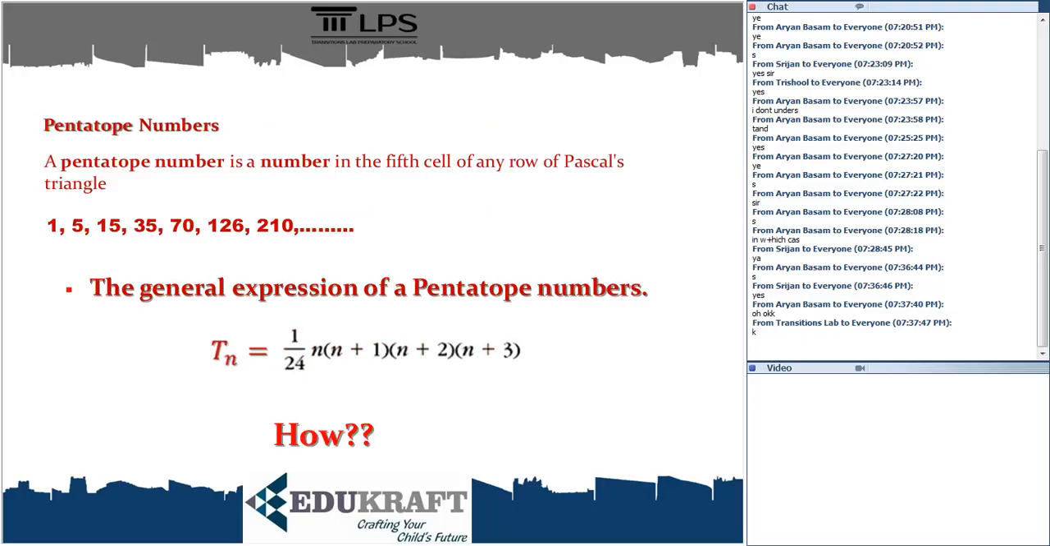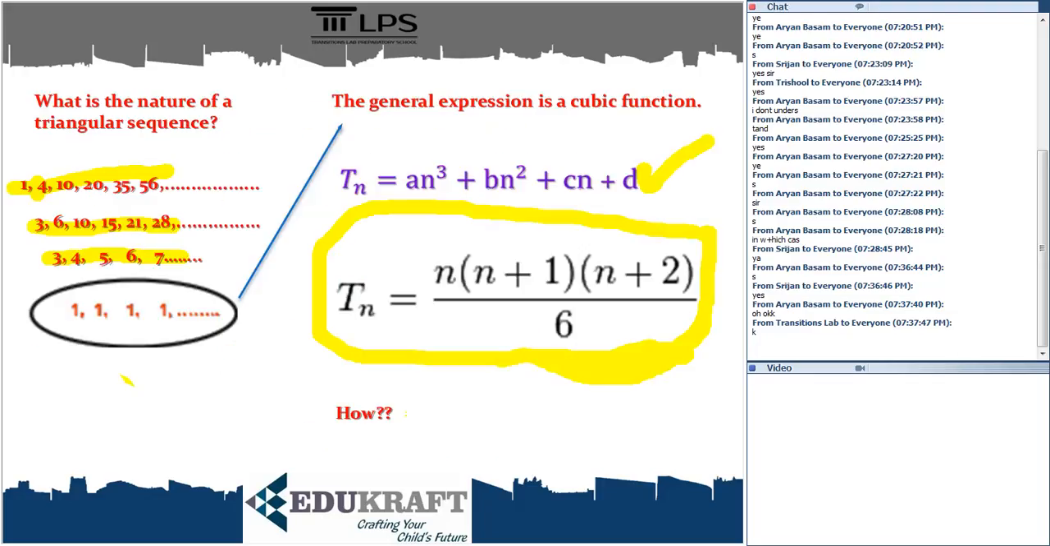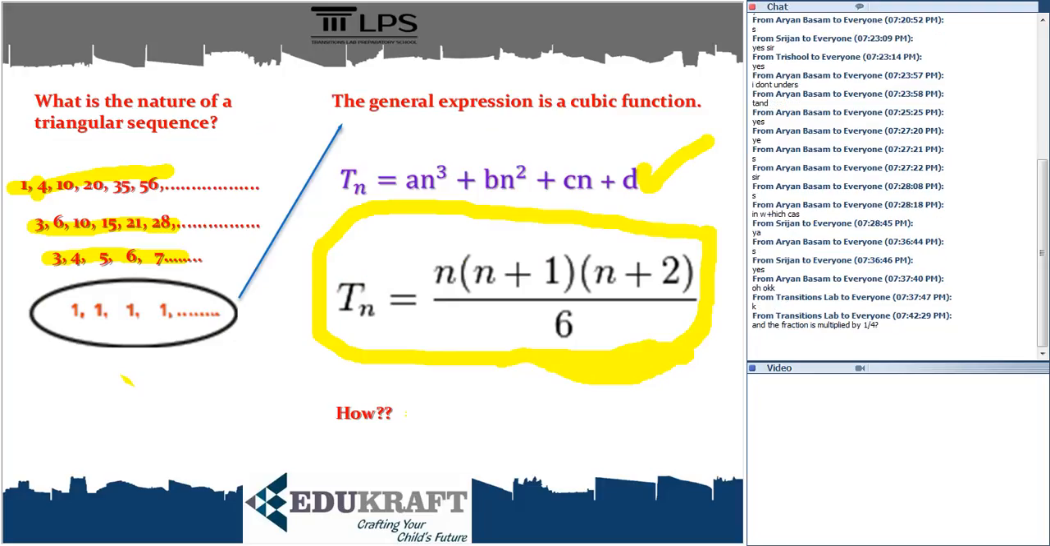Pentatope numbers, that is a sequence of pentatope numbers: 1, 5, 15, 35, 70, 126, 210. The general expression for the pentatope number is 1/24 n(n+1)(n+2)(n+3). Look at this, there is a pattern in this. It is n, n plus 1, n plus 2, n plus 3. If I connect this with the previous one, what was the general expression I got? 1/6 n(n+1)(n+2).